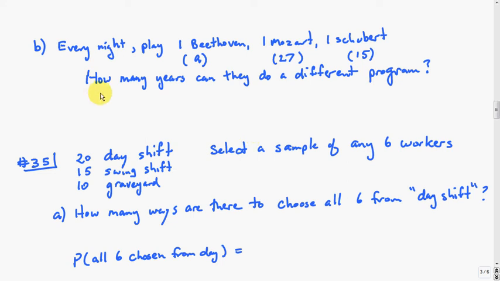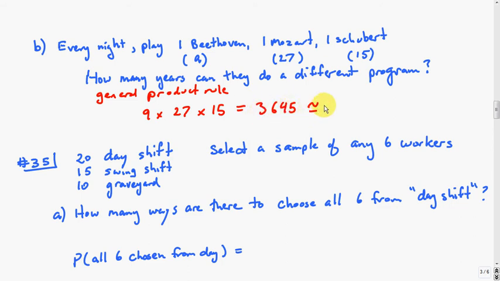I guess you could say this is an application of the general product rule, because we have more than 2 components to our event. And so in this case, there'd be 9 times 27 times 15 possible events, or possible ways that you could play those 3 pieces, and that works out to 3,645, or about 10 years, conveniently.